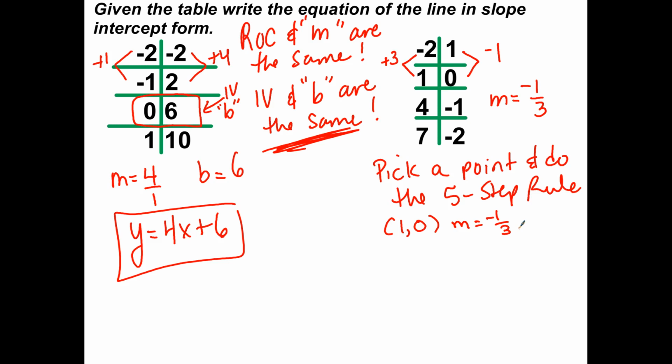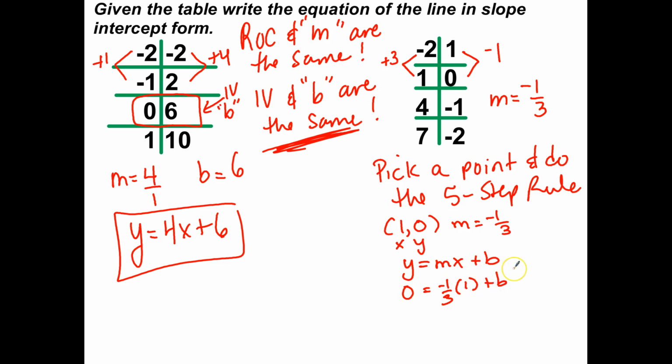Okay, so I'm done. Back to the rule. Label x, y. y is equal to mx plus b. Okay, plug in: 0 is equal to negative 1/3 times 1 plus b.